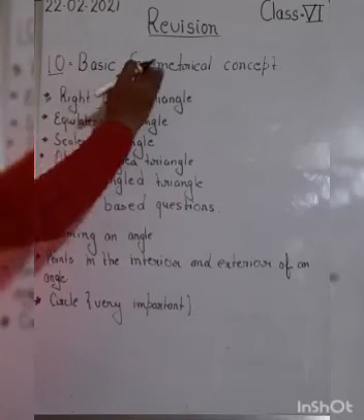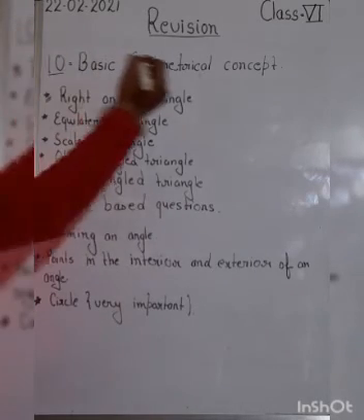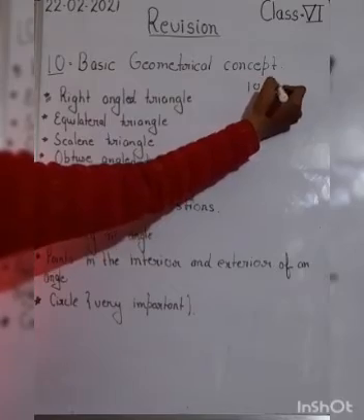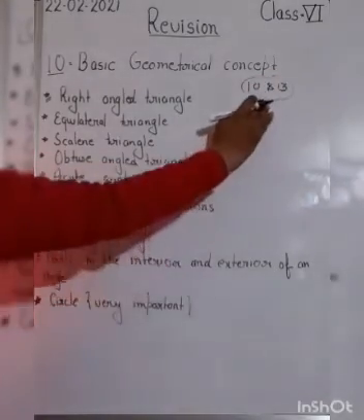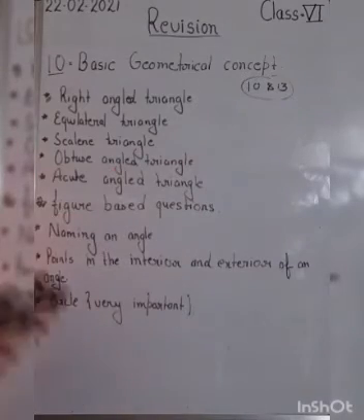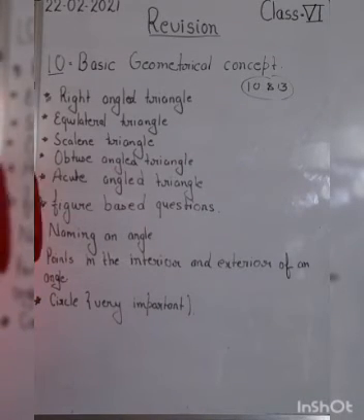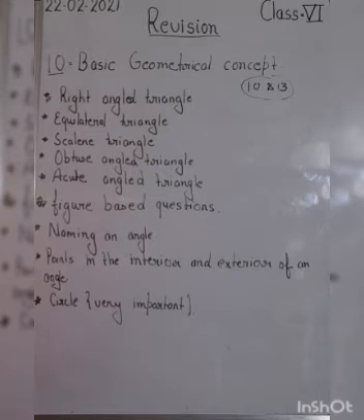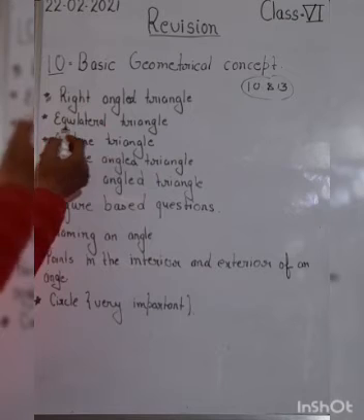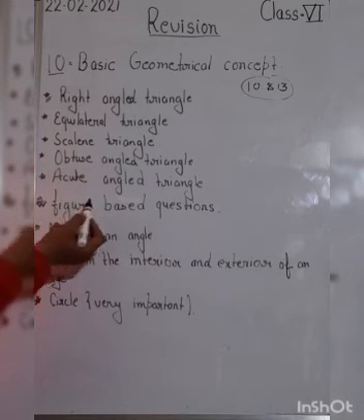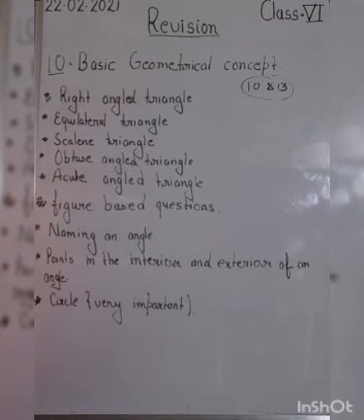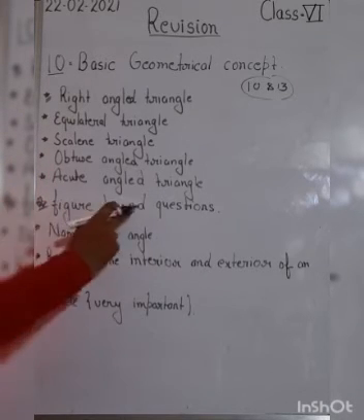Okay. Chapter number 10, that is your basic geometrical concepts. Now chapter number 10 and chapter number 13, these two chapters are very, very important, and most of the questions in your exam are going to come from these two chapters. In this chapter, first you should learn and write the definitions of right angle triangle, equilateral triangle, scalene, obtuse, acute, and your isosceles triangle. So you have to know the different types of triangles, and you should know how to draw them.